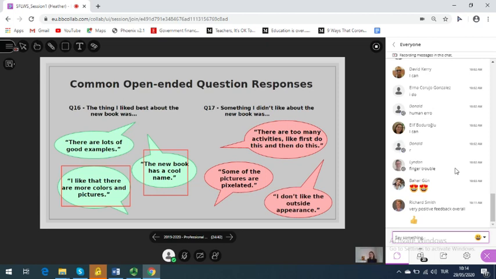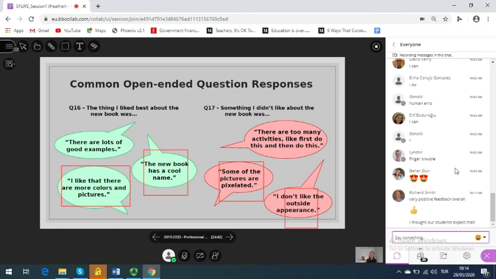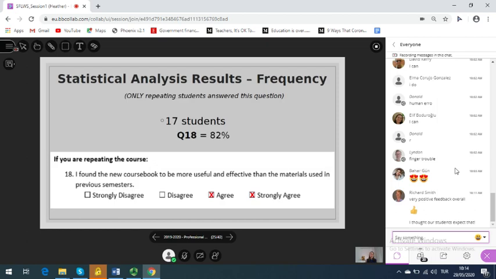But then there were also some issues. I liked this one. There's too many activities, like do this and then do this and then do this. Like, yeah, well, that's a course. And then they didn't like the outside. They liked the inside maybe, but not the outside. And then some of the pictures didn't really end up looking the way we thought they would, when it was actually published. So the quality perhaps didn't really turn out that way.